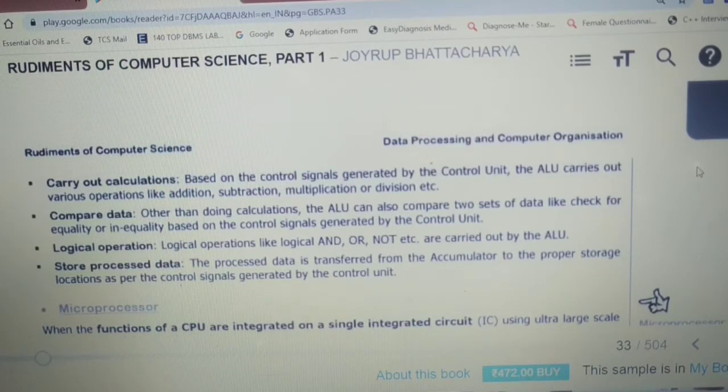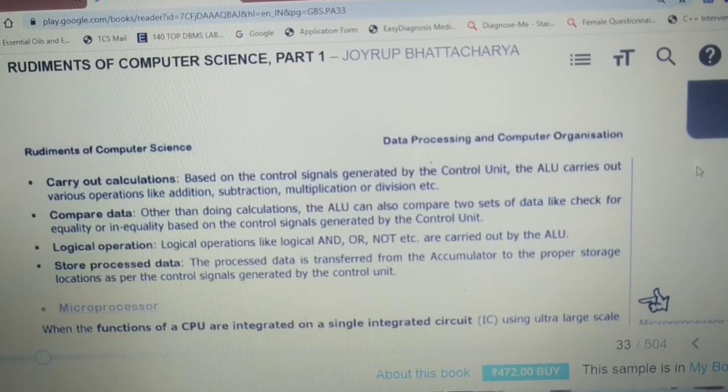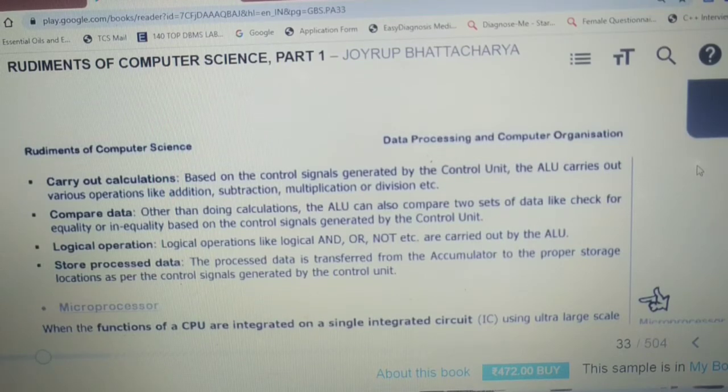Next is compare data. Other than doing calculation, the ALU also compares two sets of data, like checking equality or inequality. Here also two different sets of control signals are there. Now we come to the logical operations, like AND operation, OR operation, and NOT operation.